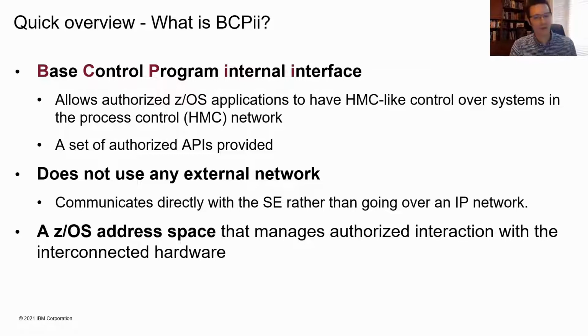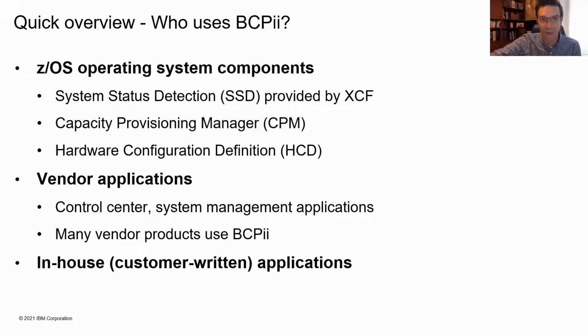And there's a z/OS address space, of course, that manages BCPii. So again, from my z/OS application, I can issue BCPii API calls that will drill down through the lower levels of the hardware and communicate directly with your local SE. And if you need to communicate with another CPC in the HMC network, the SE will just use the HMC to route that request over to the other system using an internal HMC network that's established.